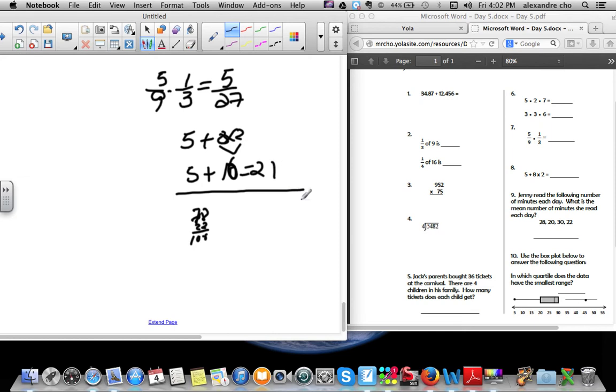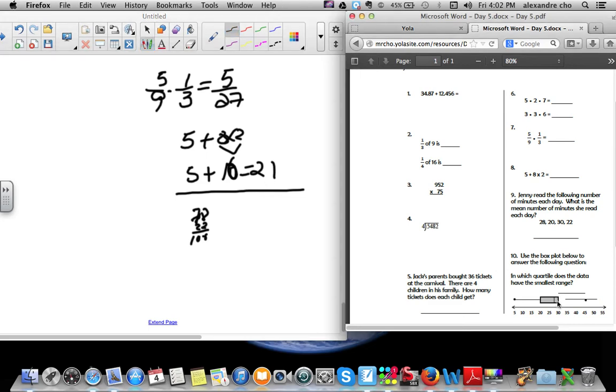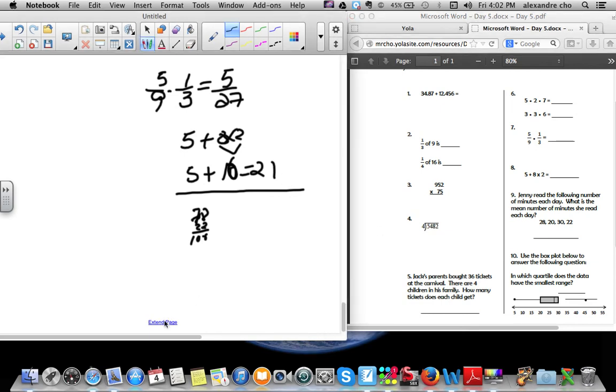And you can see here, again, a box plot at the bottom. It's not going to be on your test. But for those of you who are doing that, in which quartile does data have the smallest range? Well, the smallest range would be the third quartile, right here where I'm moving. That's the first, this is the second, that's the third quartile. You see the range is really small. It goes from maybe 28 to 30. Okay, so that was sheet 1.